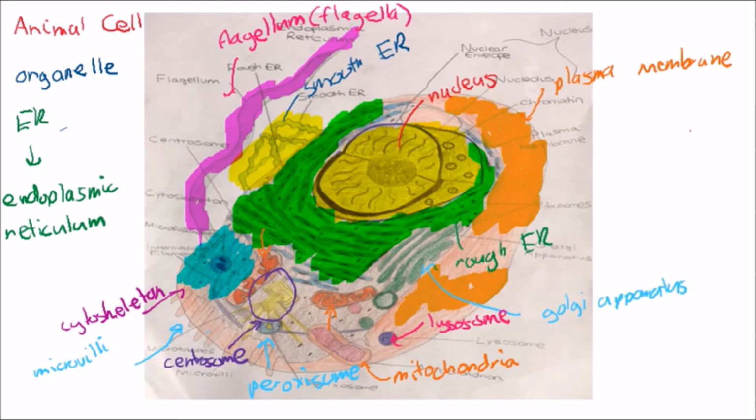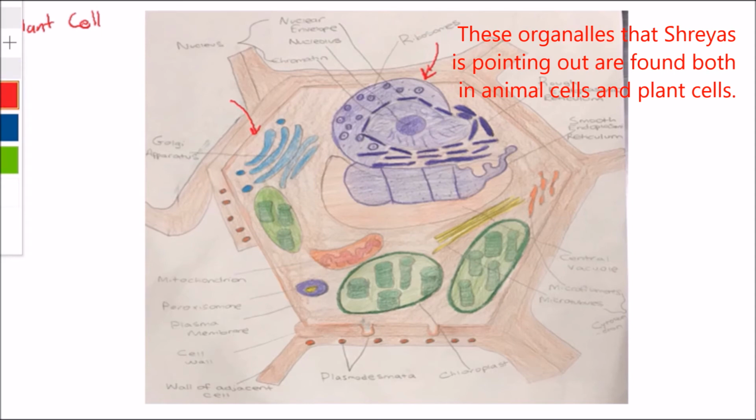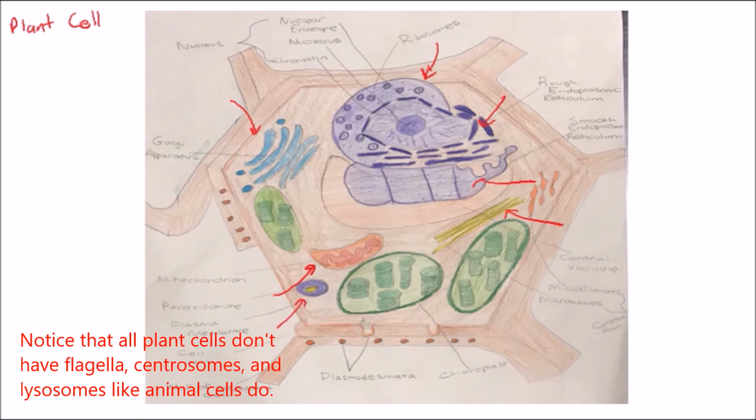Okay, so back here we have the Golgi apparatus right here. It's very similar to the animal cell. We have a mitochondria right here. We have parts of the cytoskeleton over here. We have the smooth ER right here. We have the rough ER right here. We have a peroxisome right here. Let me see. So that's all the things that are similar between a plant cell and an animal cell.